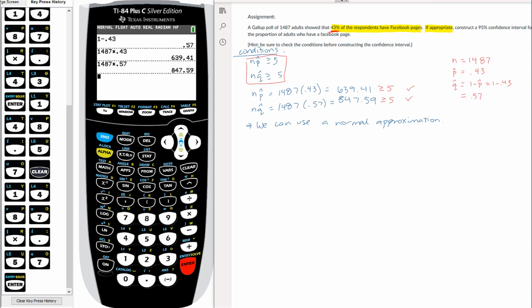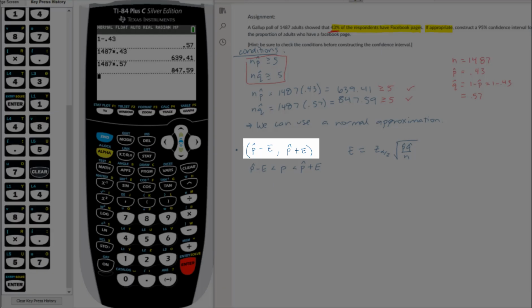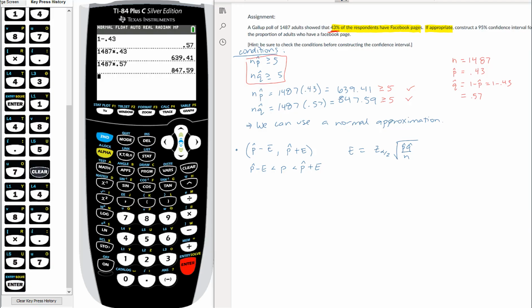If you remember, the formula for constructing a confidence interval for a proportion is p hat minus E to p hat plus E, where E is equal to z sub alpha over 2 times the square root of p hat times q hat over n. Or we can write p hat minus E is less than p is less than p hat plus E. So we can write it in interval notation, or in inequality notation. Now we're going to actually compute the confidence interval.